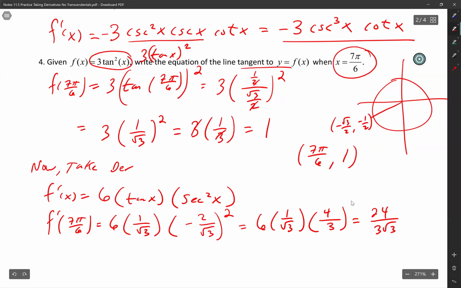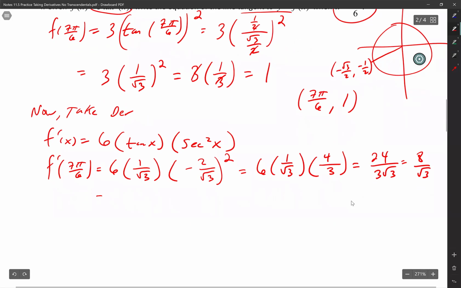Are we still okay, guys? How many times does 3 go into 24? 8 over square root of 3. Finally, I'm going to rationalize it: 8 square root of 3 over 3.